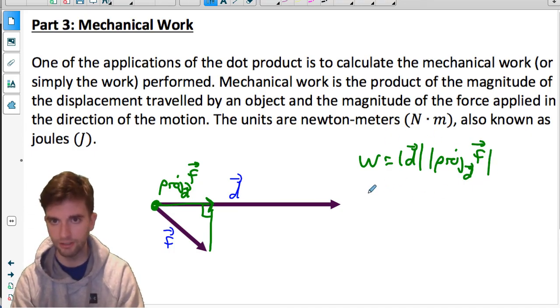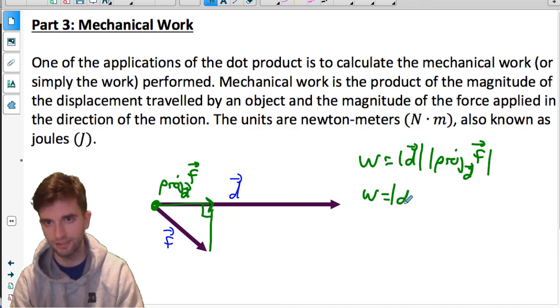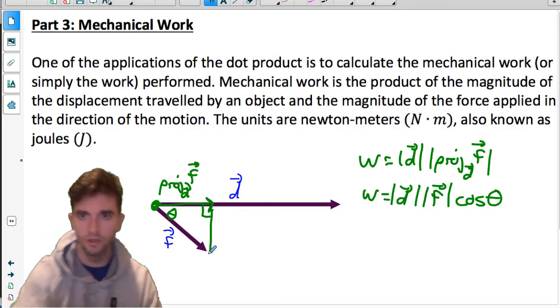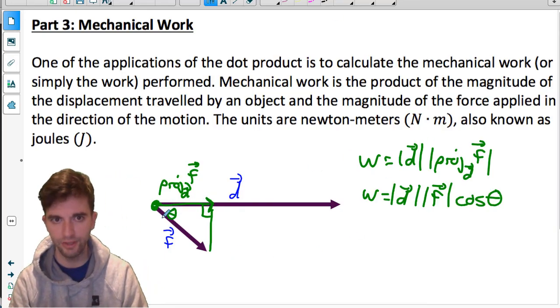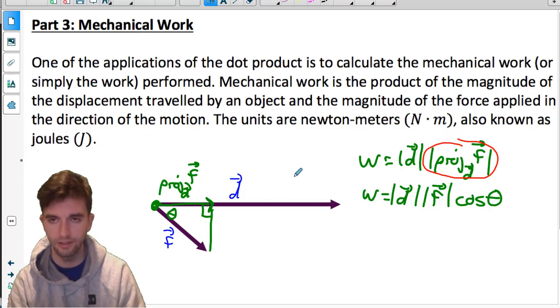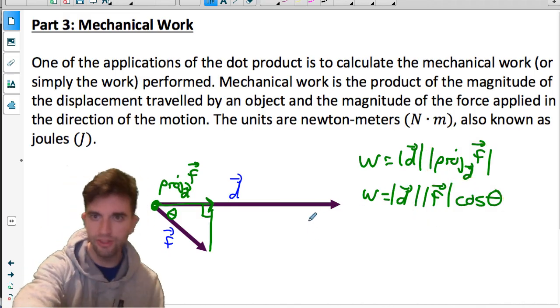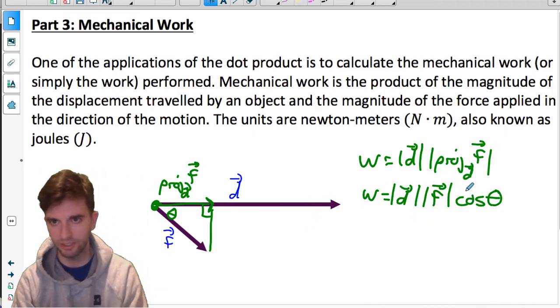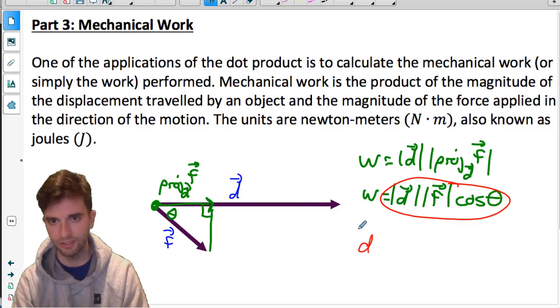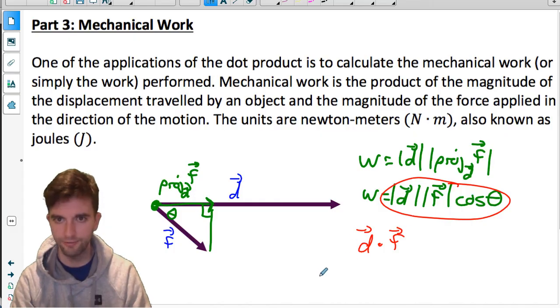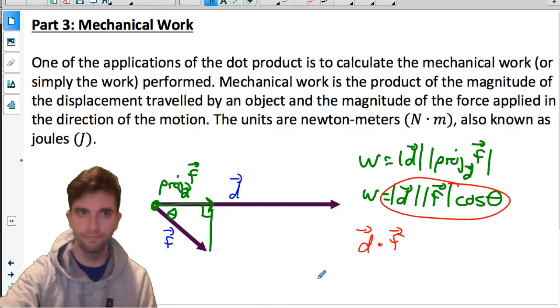Notice this is dot product. Work is equal to the magnitude of d times the magnitude of f times cosine of the angle between them when they're placed tail to tail. We talked about earlier in this lesson that if we knew this angle between them tail to tail, an equivalent expression for the magnitude of the projection of f onto d would be equal to the magnitude of f cosine theta. So you can see that work is actually just a dot product question. This is actually just d dot f, or f dot d, doesn't matter, displacement dot force. So it's a dot product question.